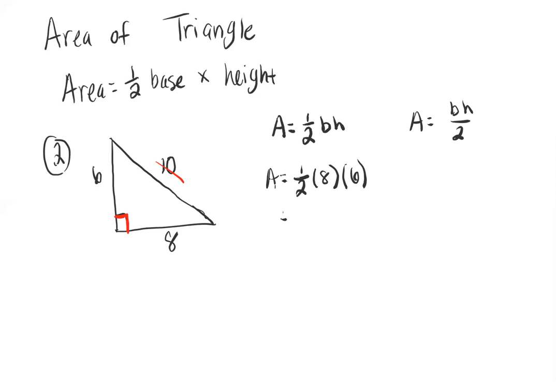So I'm going to multiply 6 times 8, which gets me 48. And then 1/2 of 48, or dividing 48 by 2, gets me 24. And the unit for this one was feet squared. All right, let's go ahead and turn the page.